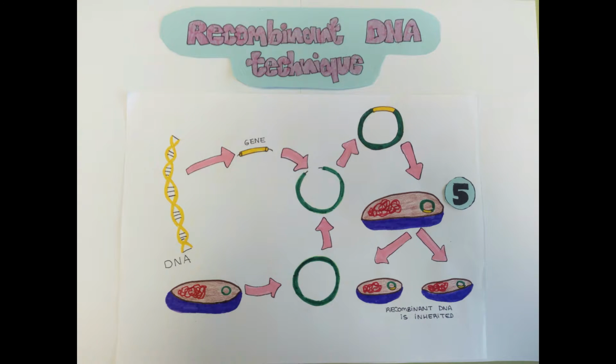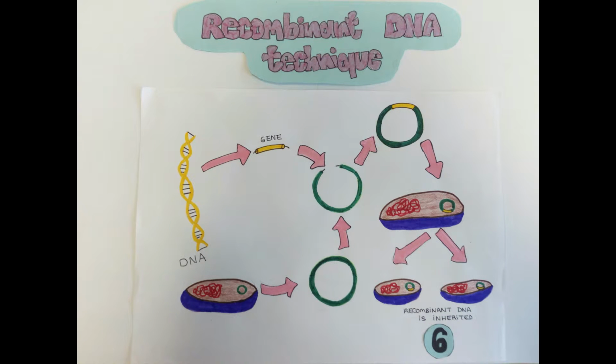Fifth, recombinant DNA is introduced in the bacteria. Sixth, recombinant DNA is inherited by their daughter cells.